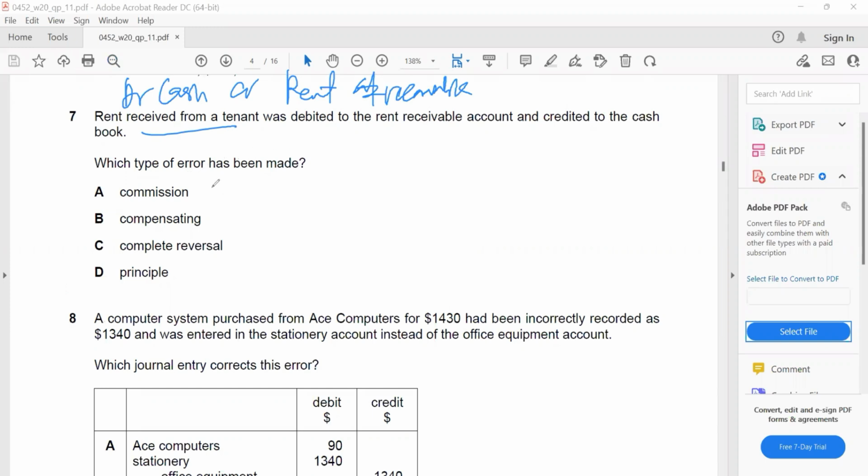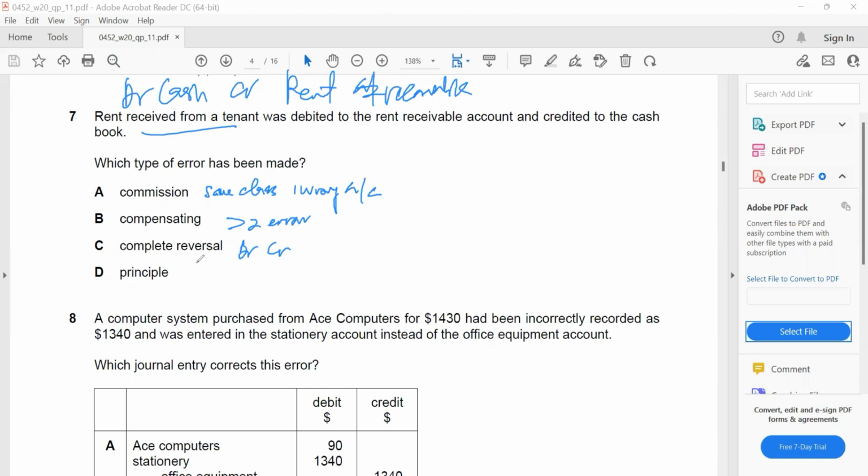Commission is talking about the same class, but wrong account. Compensating means there are two or more errors that offset each other. Complete reversal should be debit becomes credit, credit becomes debit. That is complete reversal.